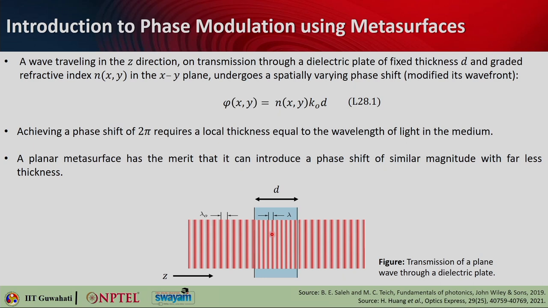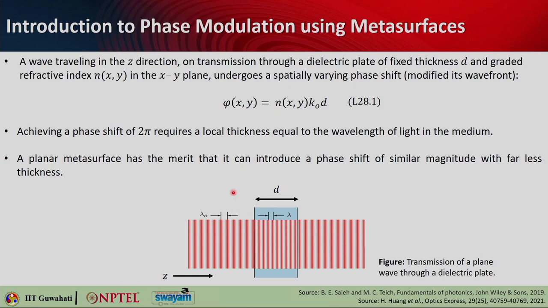That the same amount of phase shift can now be achieved using a metasurface instead of this dielectric plate. You can use a very thin metasurface, only a couple of nanometers thin, and still get a similar kind of effect. Normally, lambda in optics is on the order of micrometers. If you think of the telecommunication wavelength, it is 1.55 micron.